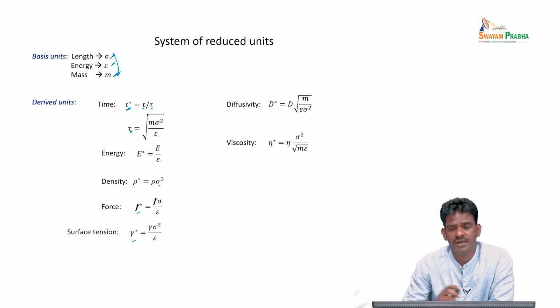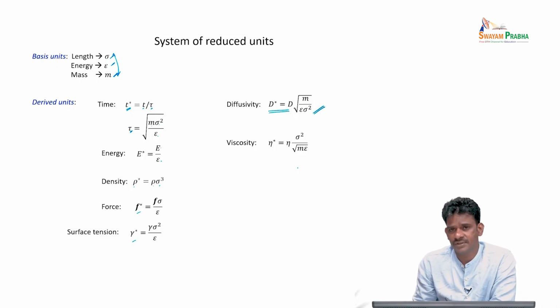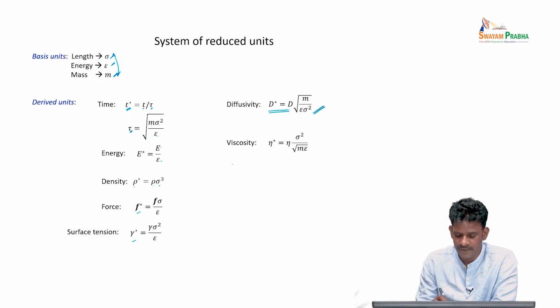For any given property, if you want to find out what is the normalization or reduced system of units, all you need to do is basically write, for example, let me show you this for diffusivity, how this expression was obtained, and then you can do this over for other quantities as well. For instance, we know that D is in the units of meter square by second.